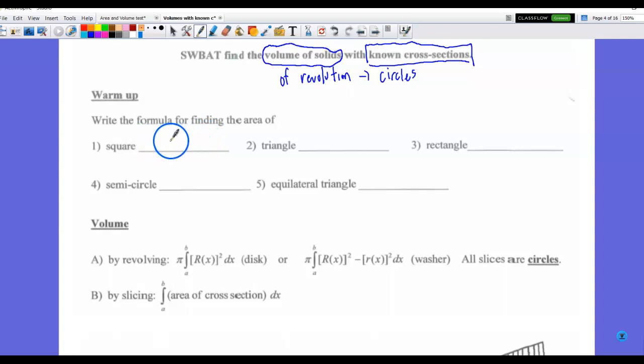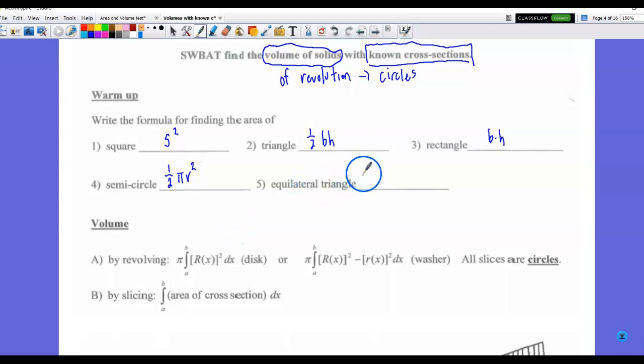So we know that the area of a square is a side squared. We know that the area of a triangle is 1/2 base times height. We know that the area of a rectangle is base times height. We know that the area of a semicircle is 1/2 pi r squared, or pi r squared over 2.